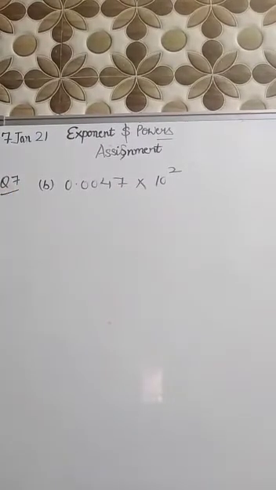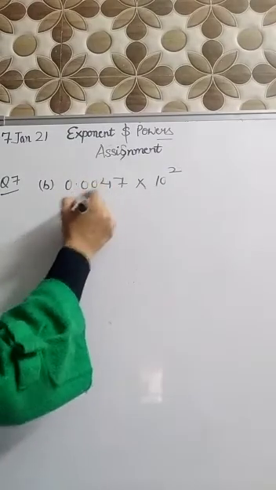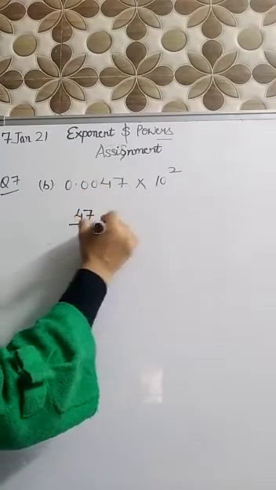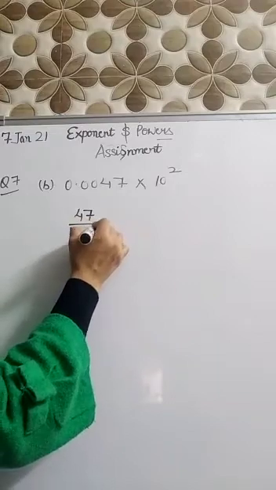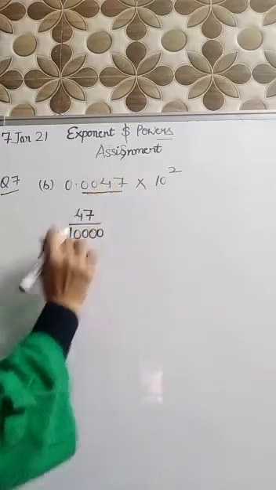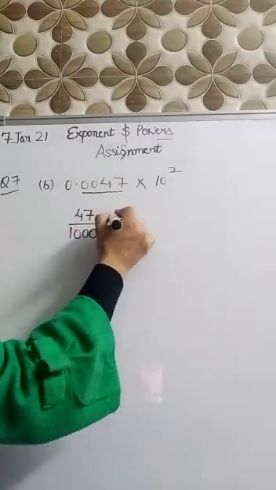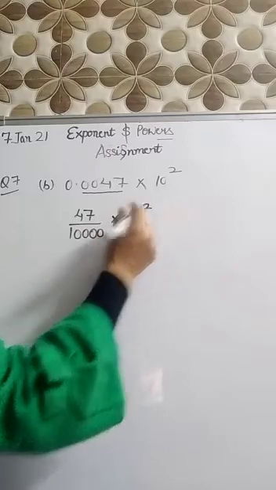Now, second part of the 7th question, again you have to write this term in the usual form. So for this, remove the decimal first. It will become 47 upon 10,000, because 4 digits are there after the decimal. That's why I have written 4 zeros in the denominator with 1. And it is 10 square.